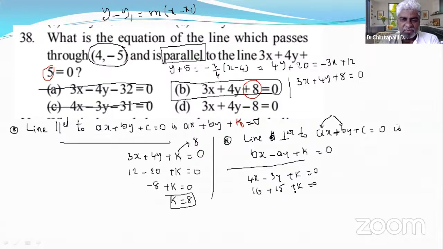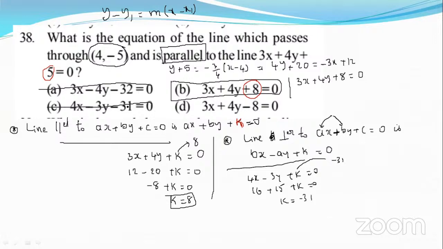Very good. You are right. Your calculation is right. k is equal to negative 31. If you put negative 31 in the place of k, it is the answer. Very good. Is it clear? Yes.